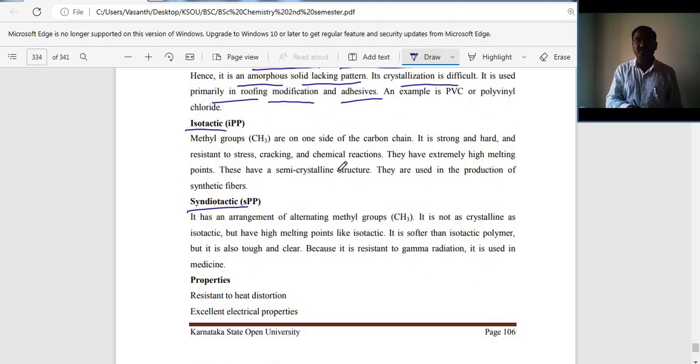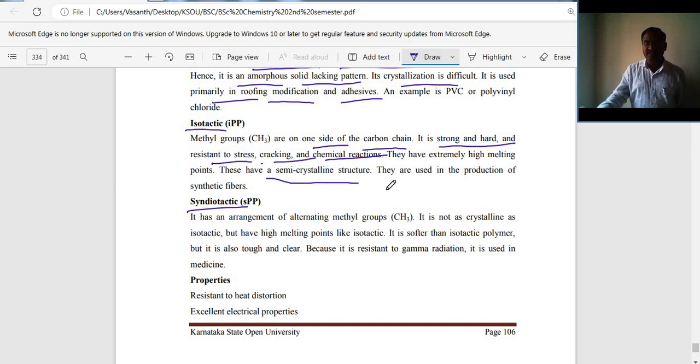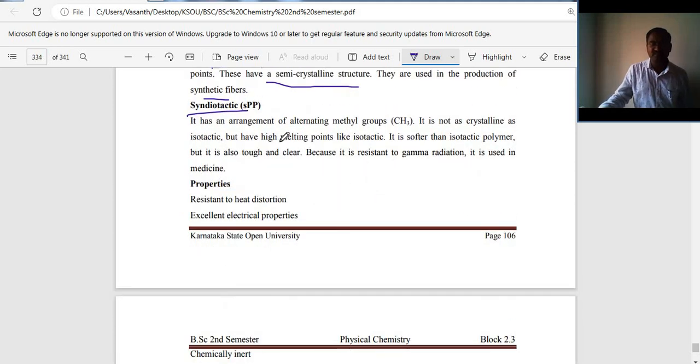In isotactic, the methyl groups are on one side of the carbon chain. It is strong and hard and resistant to stress cracking and chemical reactions. They have extremely high melting points and semi-crystalline structures. They are used in the production of synthetic fibers.